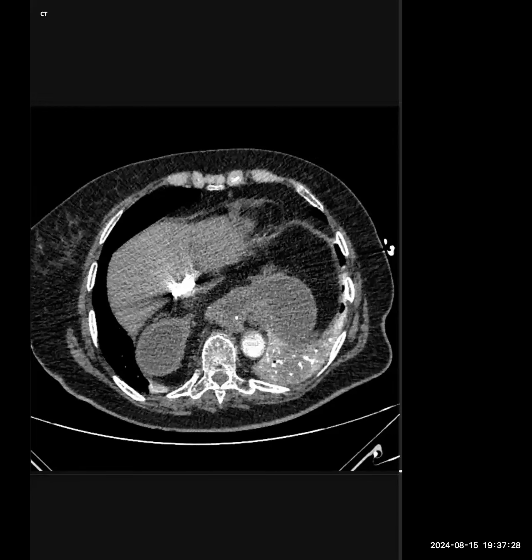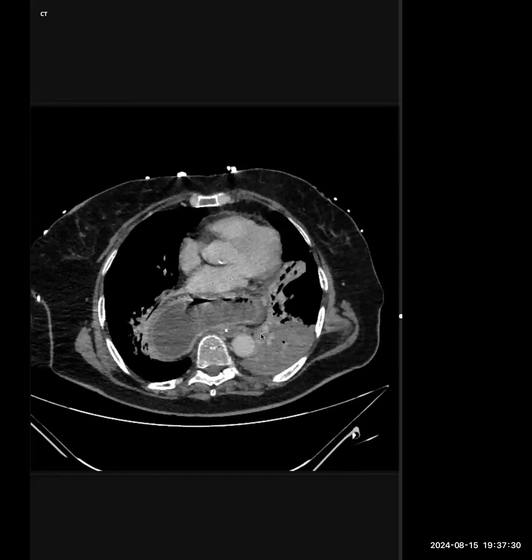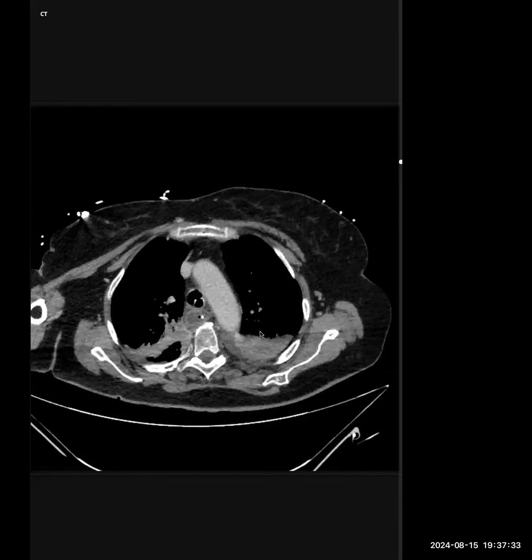Unfortunately, I don't have a sagittal section. I can give you a portal venous phase if you want, if that helps. But unfortunately, there is no sagittal section.